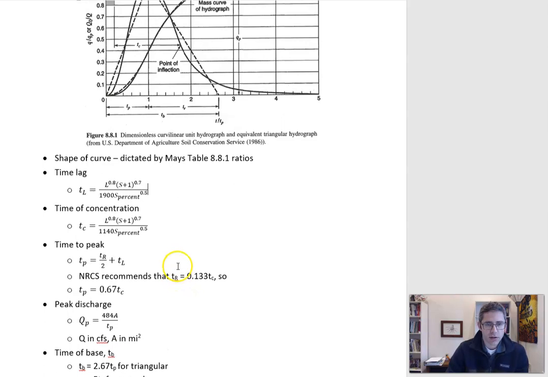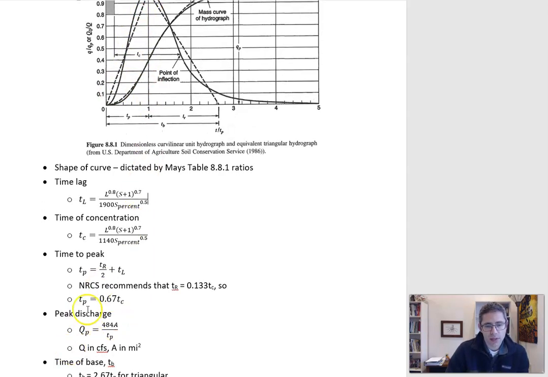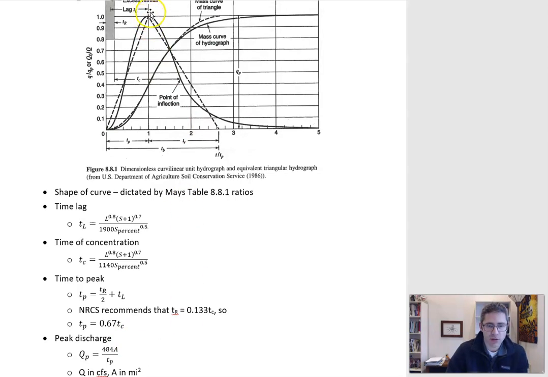Okay, so I know now my time to peak, this T sub P, I know how far over the peak is going to occur, but I don't know yet how high it's going to be. Where is this point so I can draw this line from 0 to that point? Well, the peak discharge Q sub P is equal to 484 times A, where A is the area of the watershed in square miles, divided by T sub P, the time to peak. That now is going to give me this point, the Q, the peak.